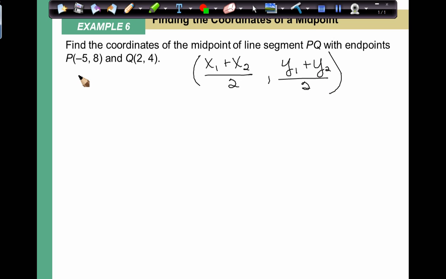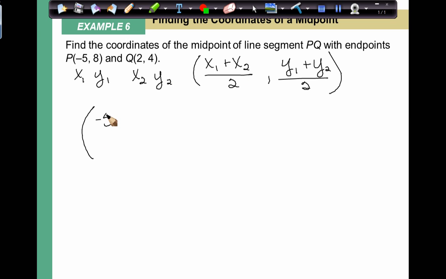Let's plug them in. This will be our x1, y1. This will be our x2, y2. Now what happens if we switch these? That's okay, so long as x2, y2 go together and x1, y1 go together. So if this were x2, y2, and this were x1, y1, that would be okay. Okay, let's plug them into this formula.